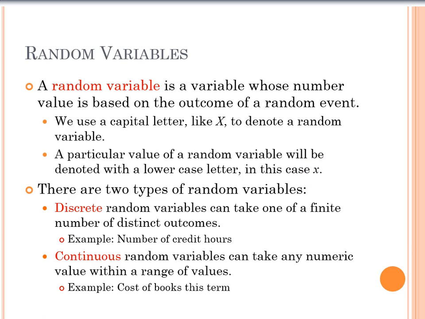There are two different types of random variables, discrete and continuous. And for this class, we're going to focus on the discrete random variables because they can take on a finite number of distinct outcomes. And the math for these is a little bit easier. For continuous random variables, because they can be in a range of values, you need to know more complicated math, so you would need to know calculus. So for this class, we're going to focus on the discrete random variables.